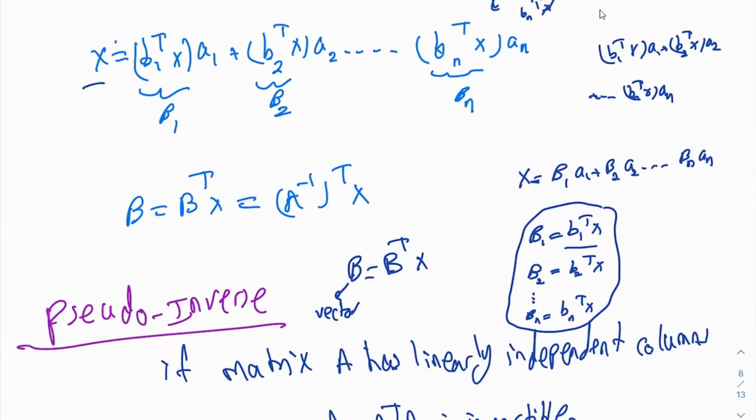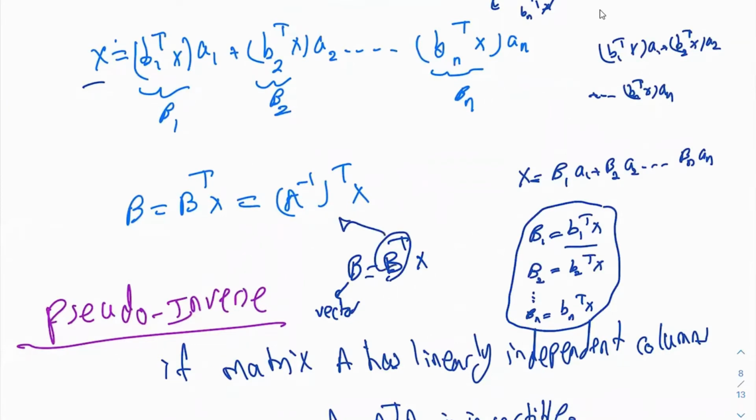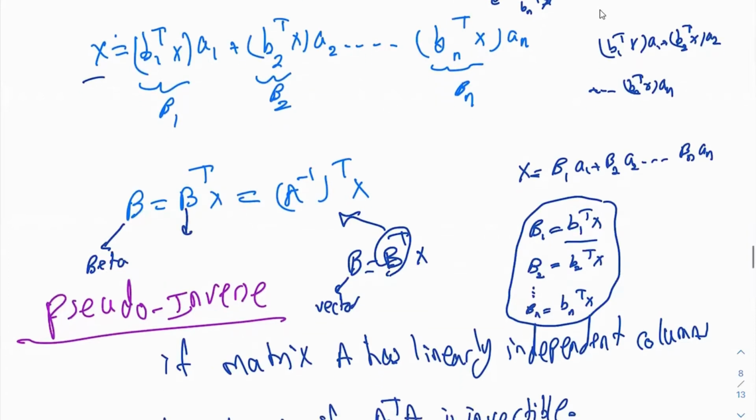But remember, what was B? B was nothing but A transpose. Sorry, A inverse, right? So this one will be A inverse times X. So this is a way to remember this is beta and this is B or A inverse, right? So this is a vector of coefficients. Okay. So this dual basis is used to find these coefficients beta 1, beta 2, beta n.